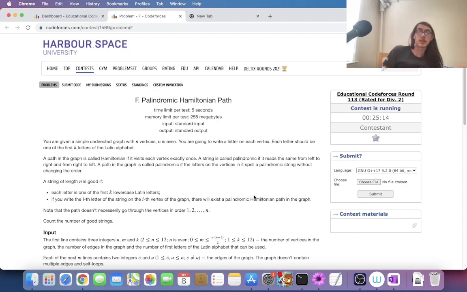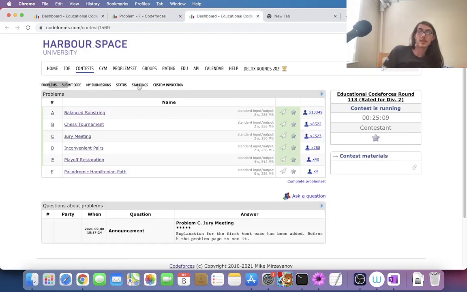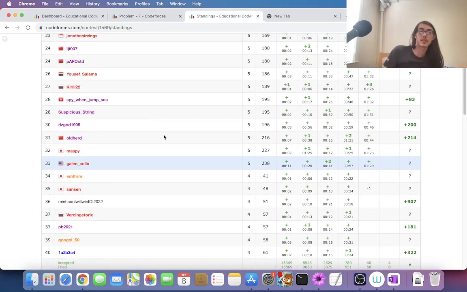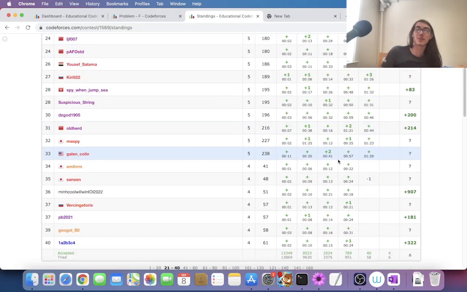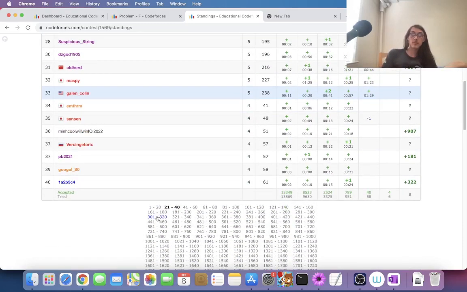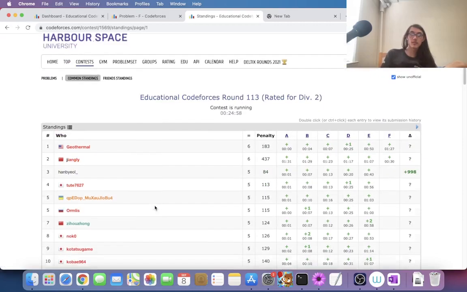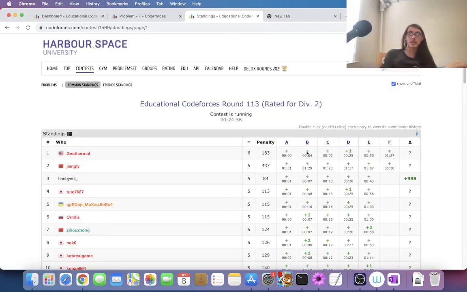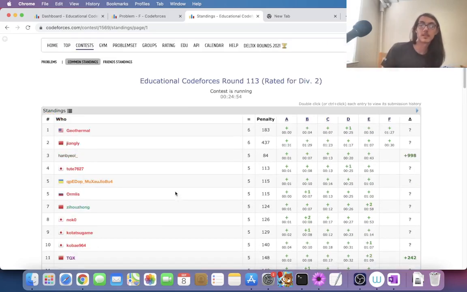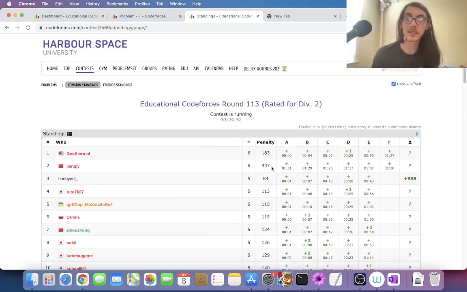Exist a palindromic Hamiltonian path in the graph. How many people saw this? Yeah, I think there's a decent chance that we're fine as is. I have the worst penalty of anyone. That's funny. What was C? C was the combo one. That was kind of annoying. Geothermal, holy crap, wins by such a large margin. Well, the second guy goes backwards, so I guess that makes sense.